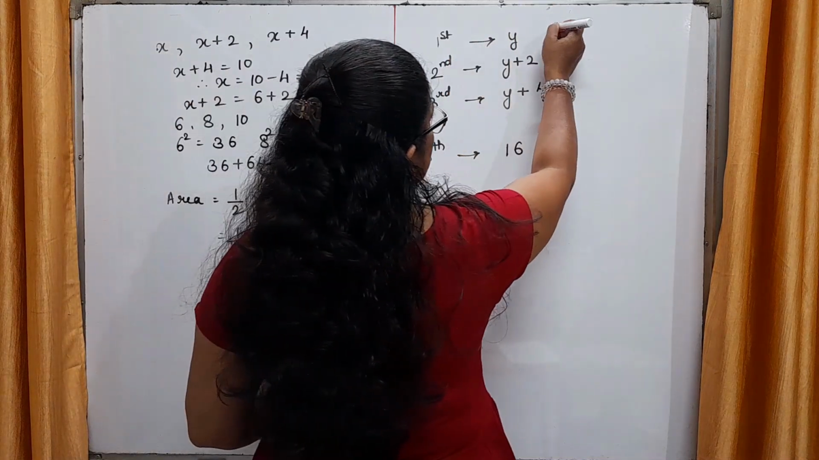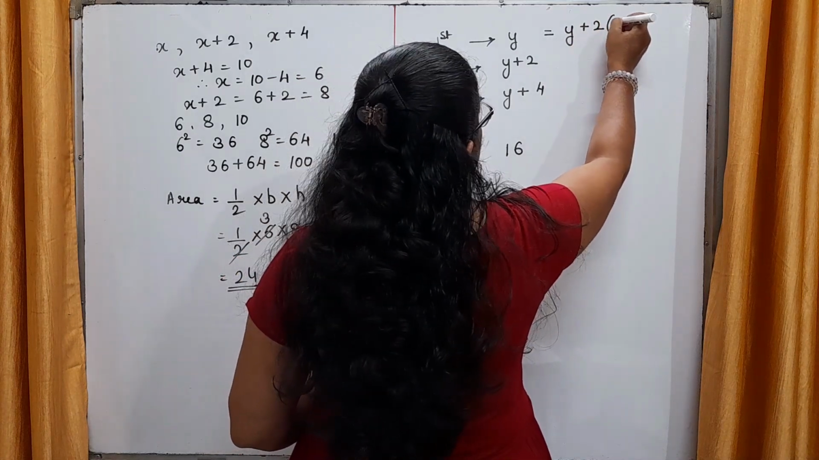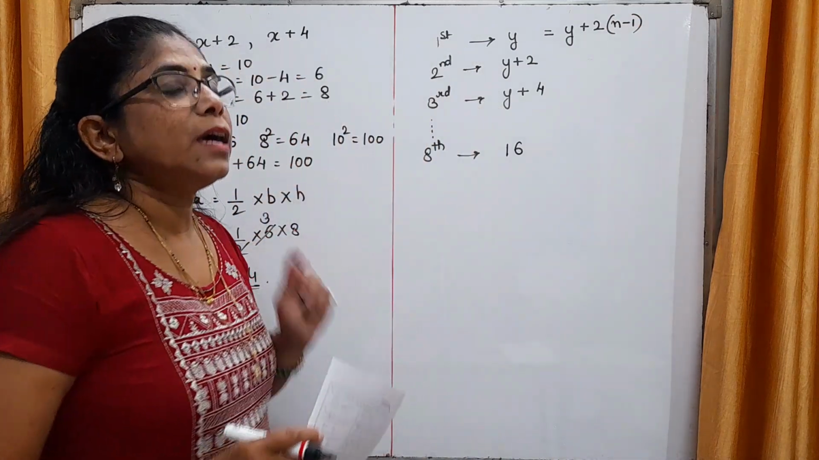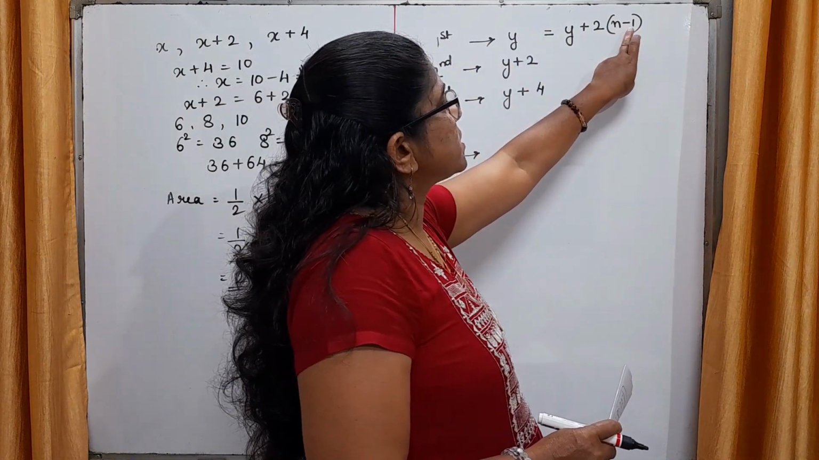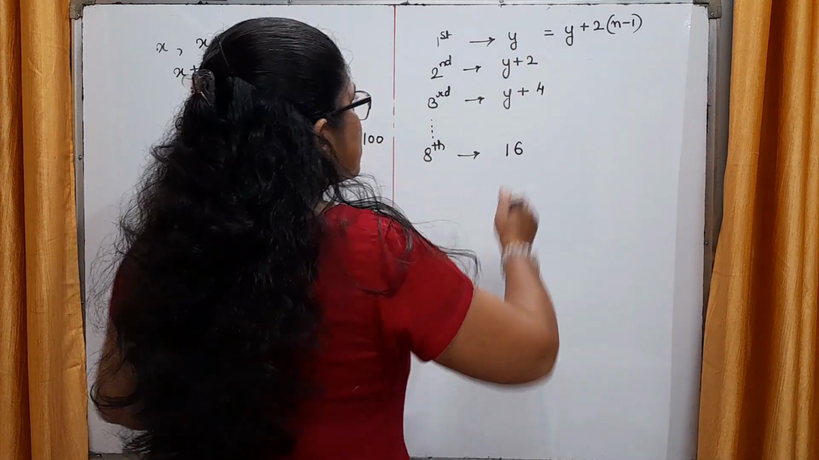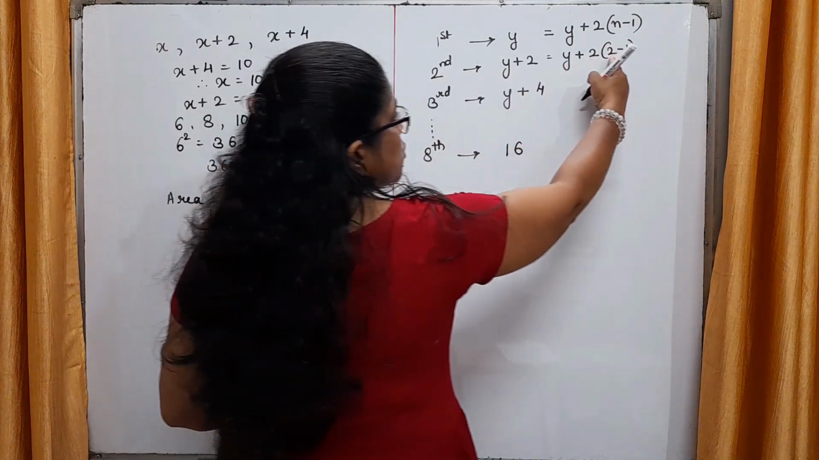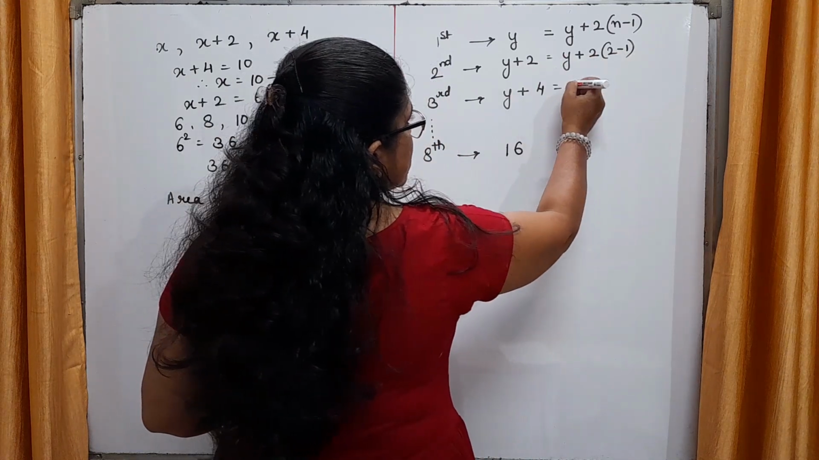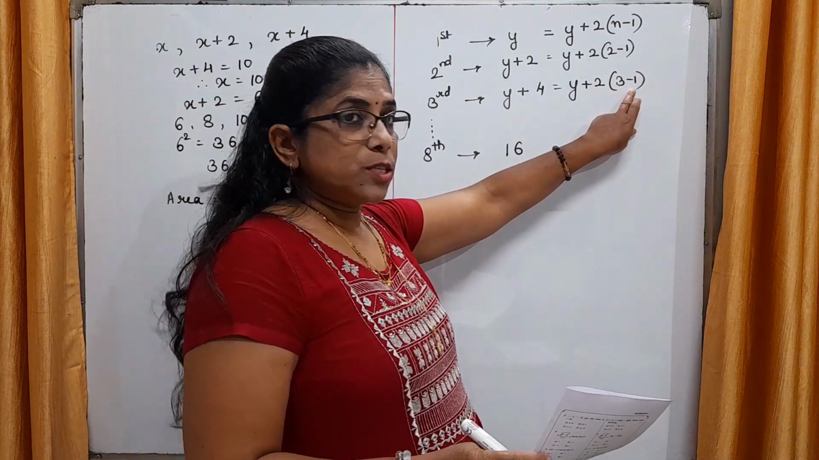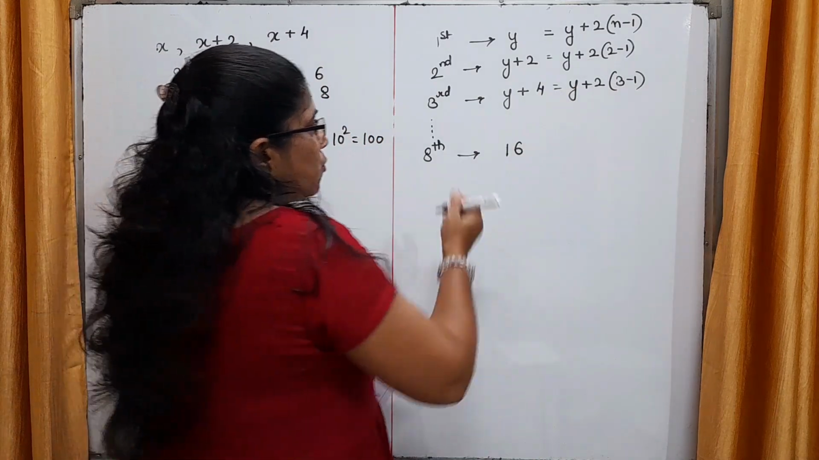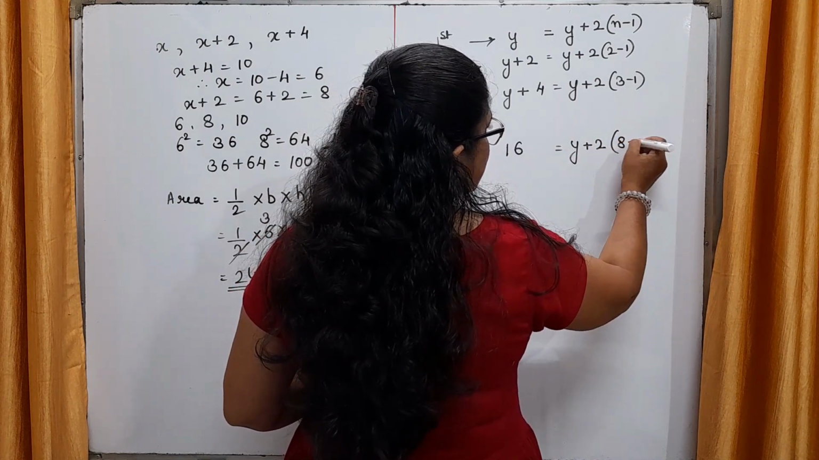Okay. Now here we have to find what rule these numbers are following. Here in first square y, okay, y plus 2 into n minus 1, where we will consider n as number of line. It's only y. So n minus 1, it's first line. 1 minus 1 is 0. 0 into 2 is 0. So we get y. Here y plus 2 into 2 minus 1. Second line 2 minus 1, 1, 1 into 2, 2. Third line y plus 2 into 3 minus 1. 3 minus 1 is 2. 2 2s are 4. Means what? For 8th line, it's going to be y plus 2 into 8 minus 1.